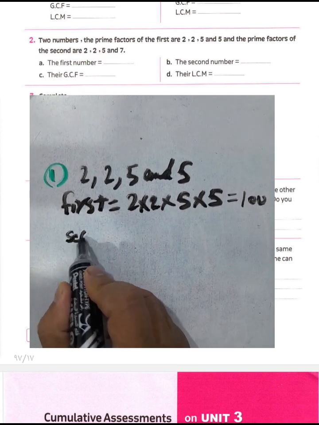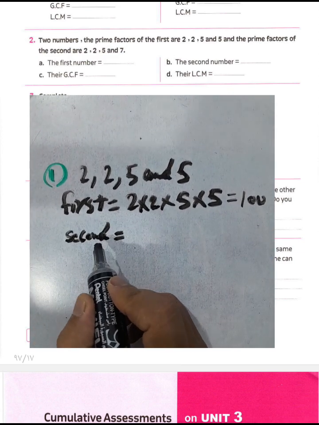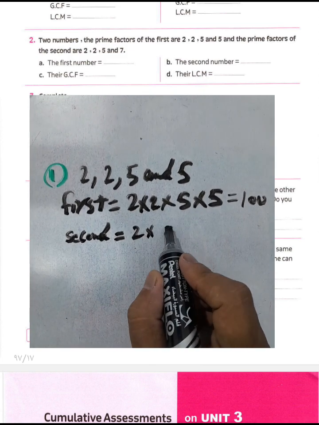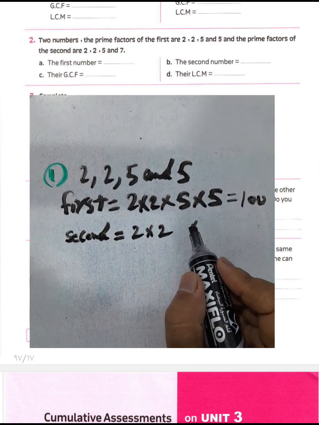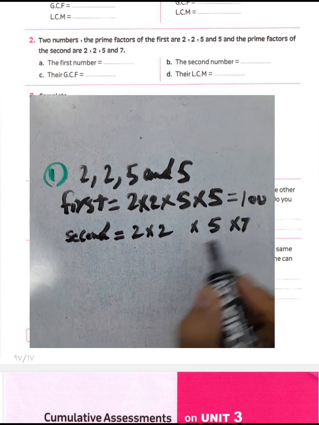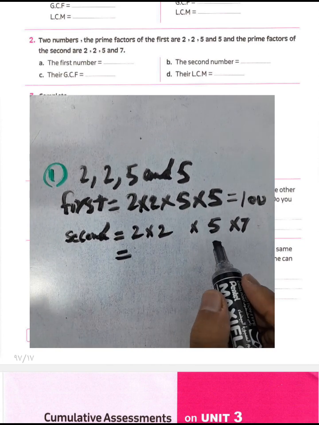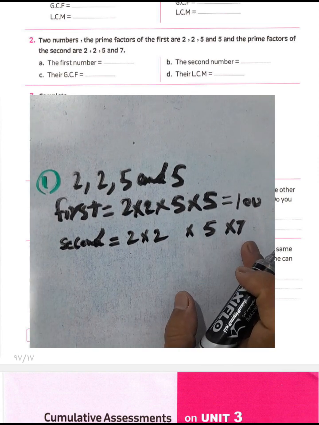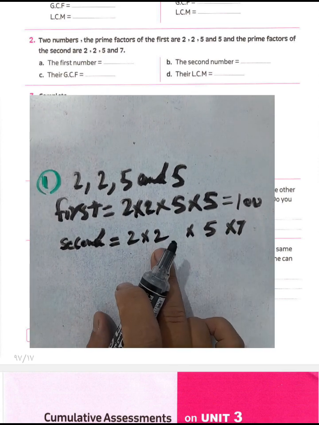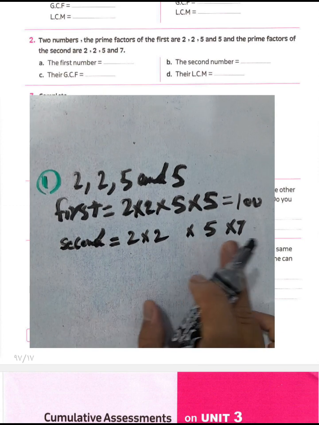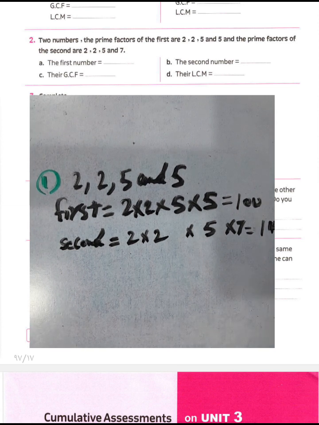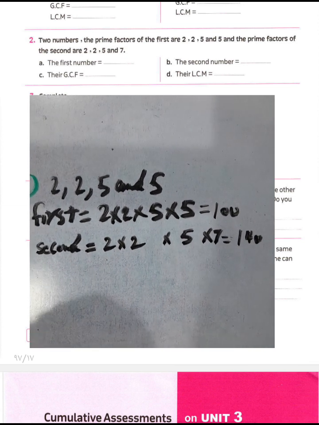And the second number will be what he gave us in the example: 2, 2, 5, and 7. You can find the second number by multiplying all the prime factors: 2 times 2 times 5 times 7. 2 times 2 equals 4, 4 times 5 equals 20, 20 times 7 equals 140. Then we have two numbers here, 100 and 140. We can find the least common multiple and greatest common factor between them.